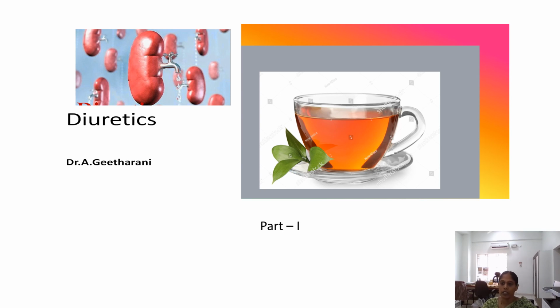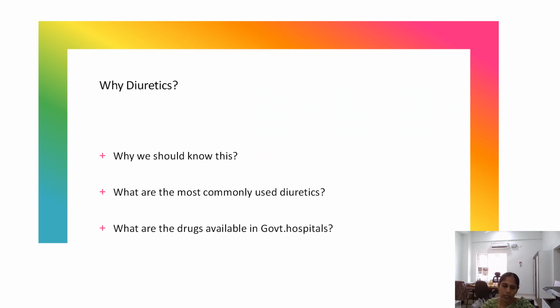So before we move on to the actual topic, we should know why we want to learn about diuretics. Because these drugs are useful in treatment of various edemas, like acute pulmonary edema, in heart failures, in case of cerebral edema. So we should know about these drugs in detail regarding their mechanism and side effects, and you should know what are the commonly used diuretics.